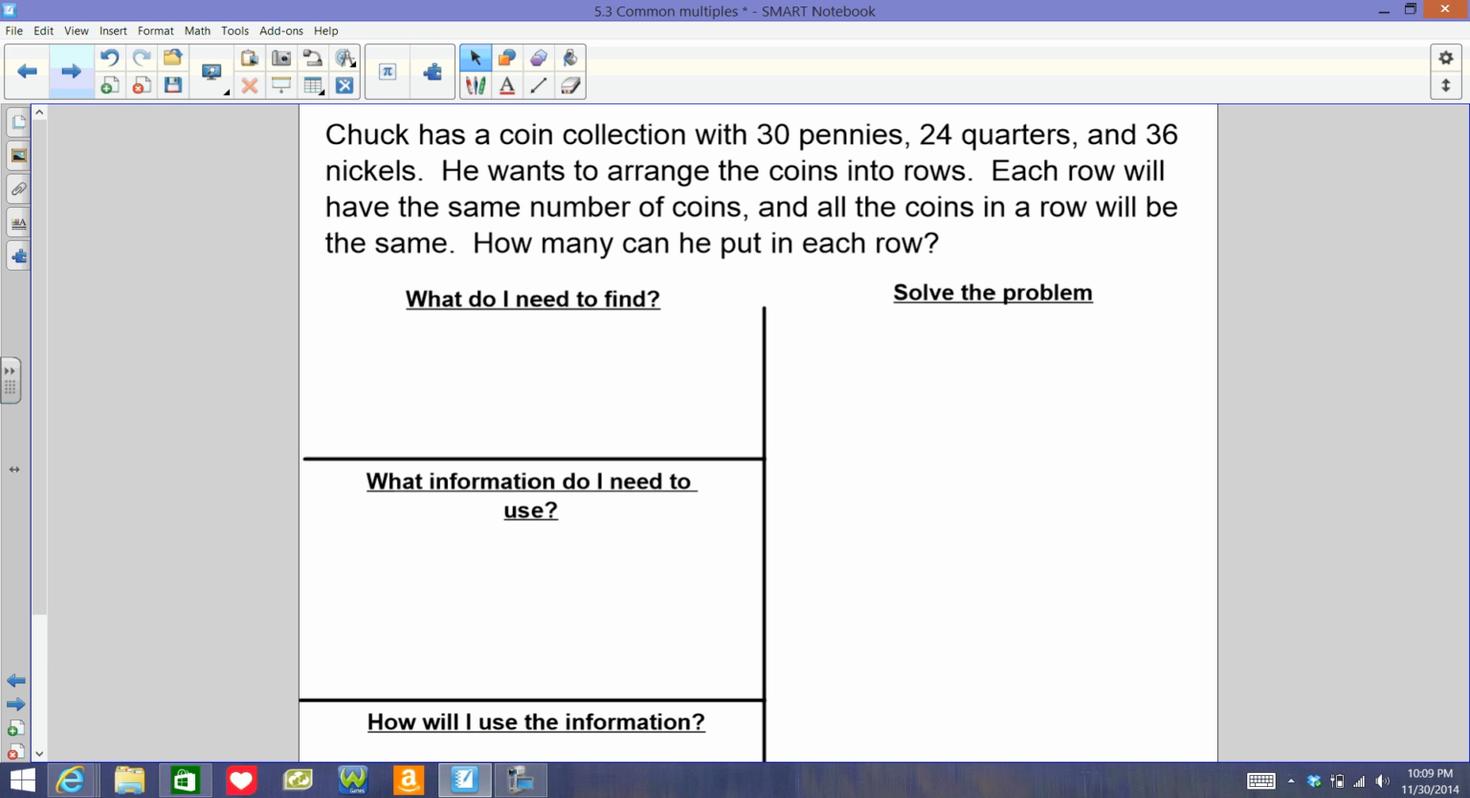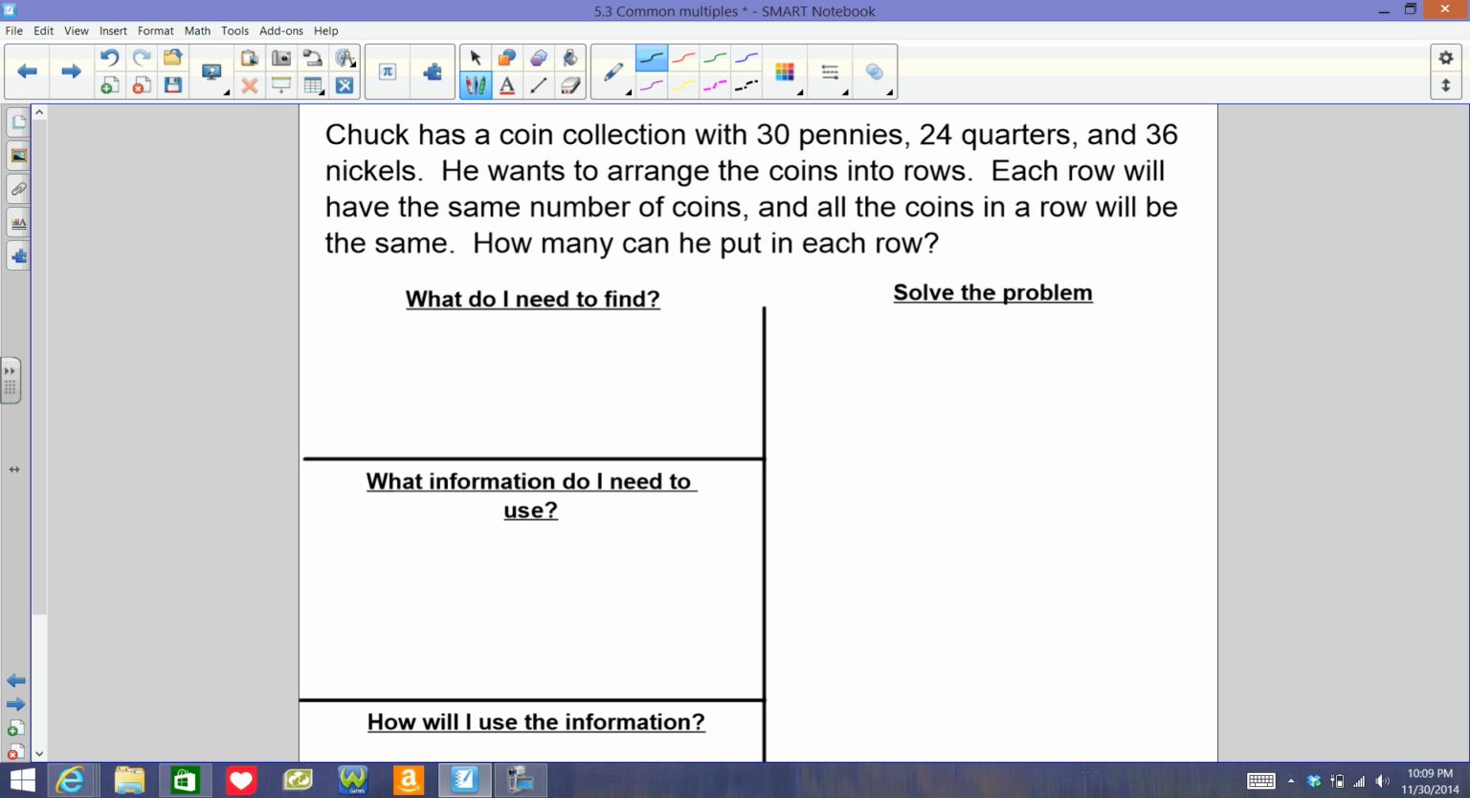All right, so our first problem is this one. Chuck has a coin collection with 30 pennies, 24 quarters, and 36 nickels. He wants to arrange the coins into rows. Each row will have the same number of coins, and all the coins in a row will be the same. How many can he put in each row?